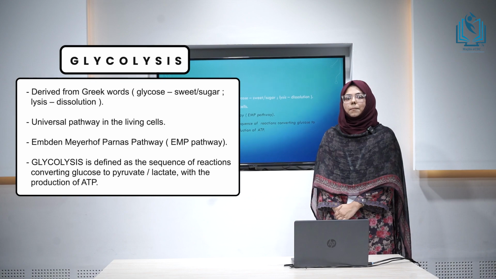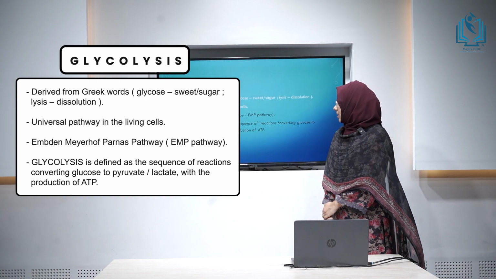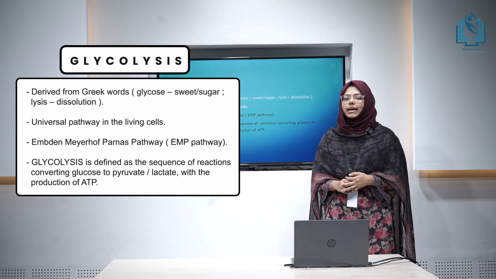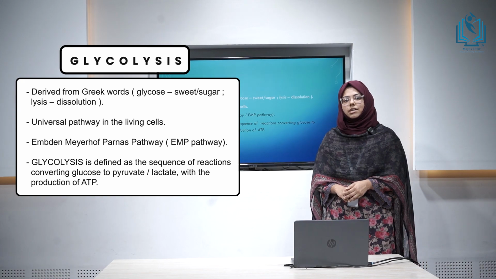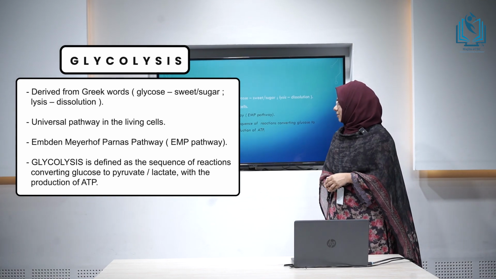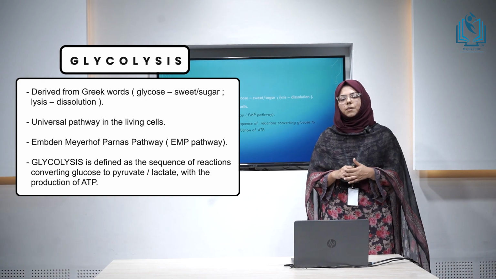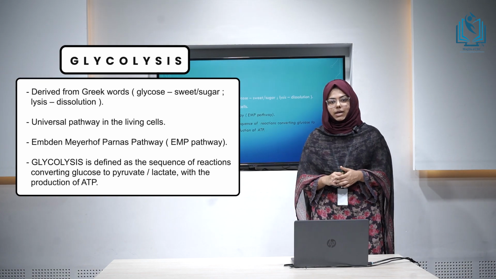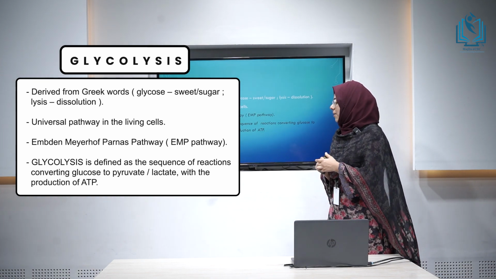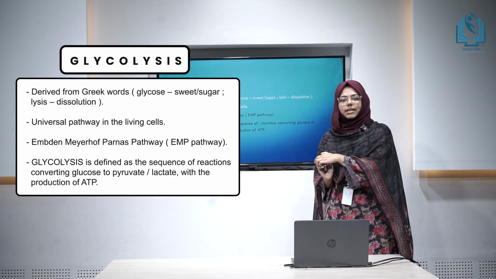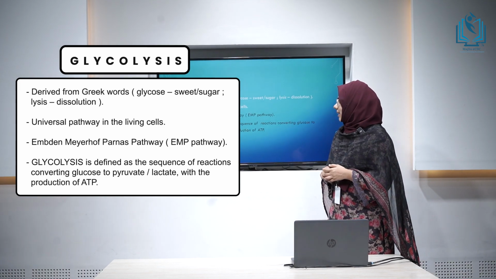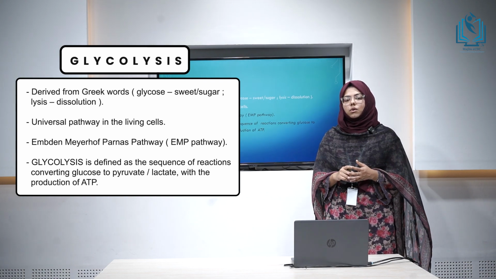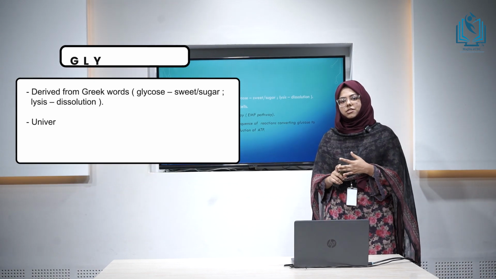Here comes the main metabolic pathway, glycolysis. The term glycolysis is derived from two Greek words, that are glycos and lysis. Glycos means sugar or sweet, while lysis means dissolution. It is considered a universal pathway in all living cells. It is also known as the EMP pathway, referred to as Embden-Meyerhof-Parnas pathway, after the biochemists behind the discovery of glycolysis. Glycolysis is defined as the sequence of reactions converting glucose into pyruvate or lactate with the production of ATP.